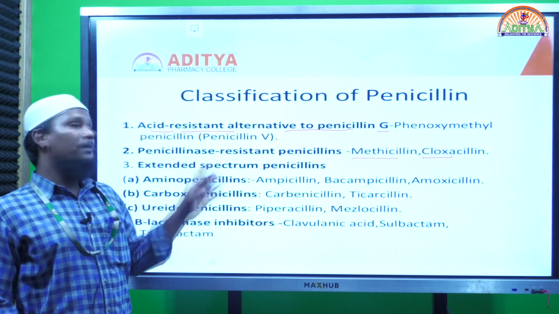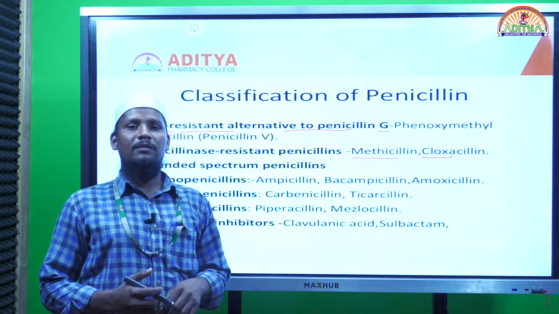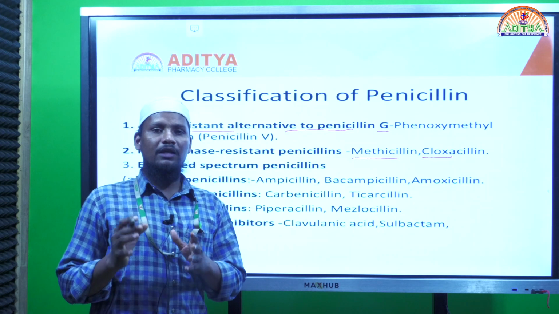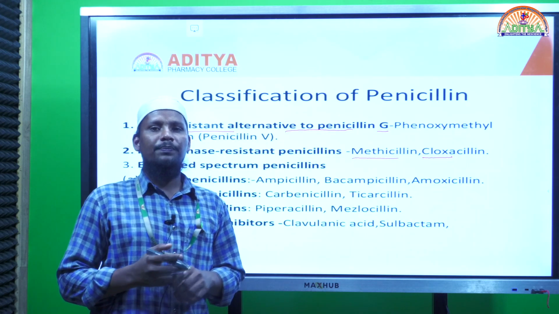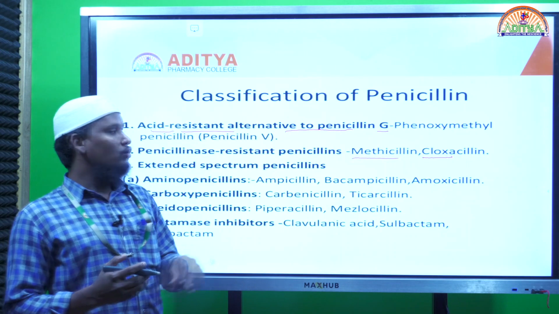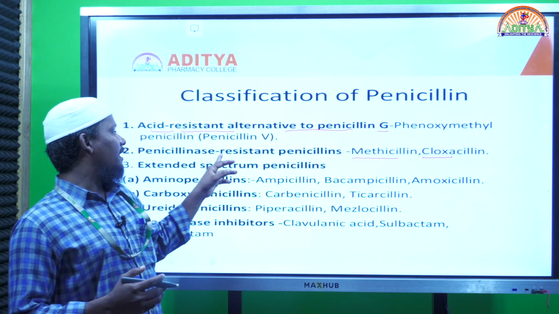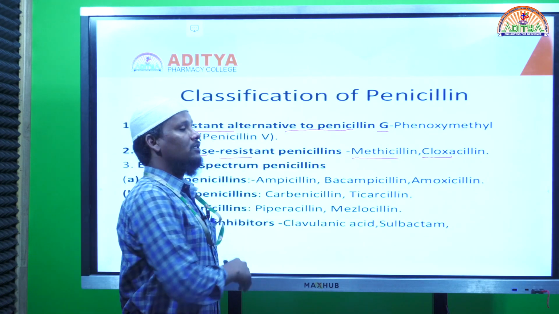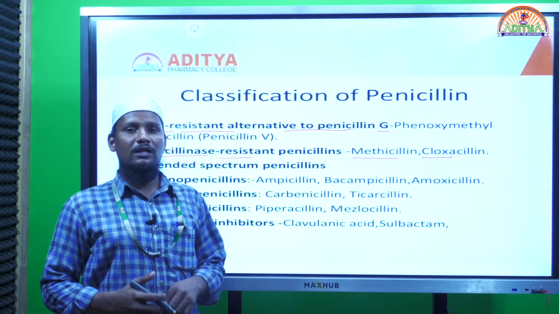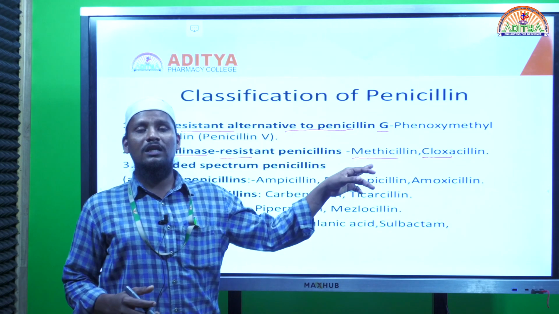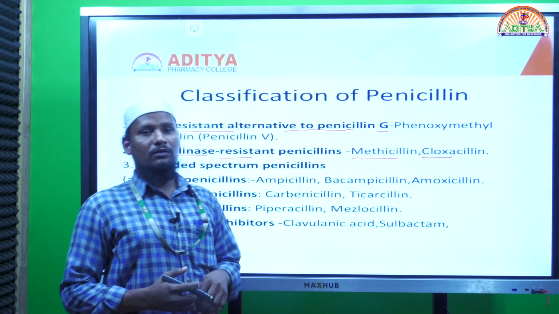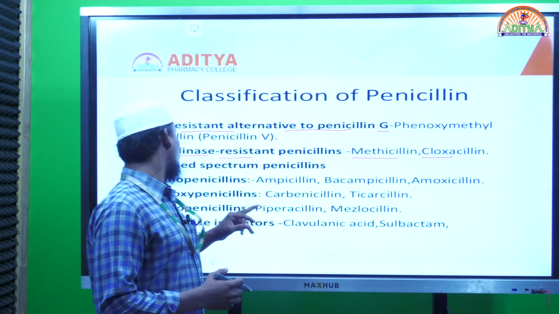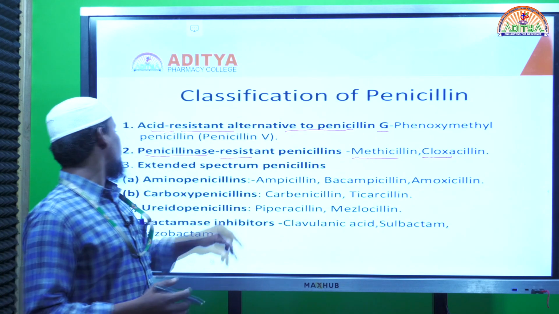So we all know that penicillinase is an enzyme that is secreted by the bacteria and it causes the breakdown of the lactam ring present in the penicillin, and it causes the inactivation of the penicillin. So to avoid this problem, we prepare penicillinase resistant penicillins, meaning even though the bacteria synthesize the penicillinase, these drugs like methicillin and cloxacillin are still active in their function, because they are penicillinase resistant.